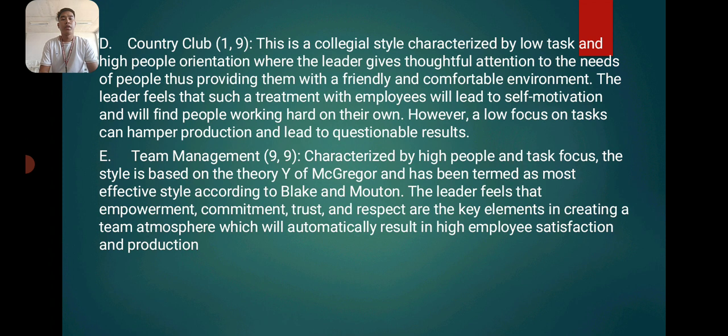Team management, characterized by high people and task focus. The style is based on the Theory Y of McGregor, and has been termed the most effective style according to Blake and Mouton. The leader feels that empowerment, commitment, trust, and respect are the key elements in creating a team atmosphere which will automatically result in high employee satisfaction and production.